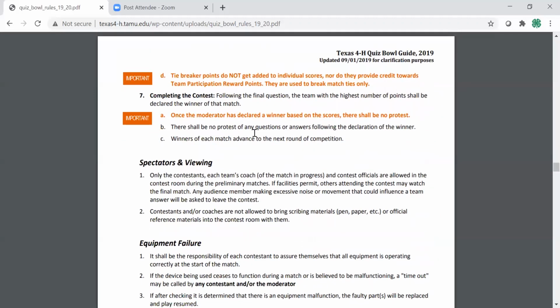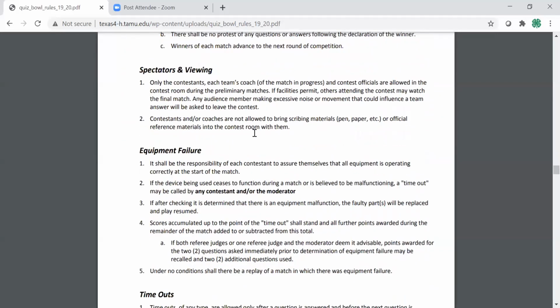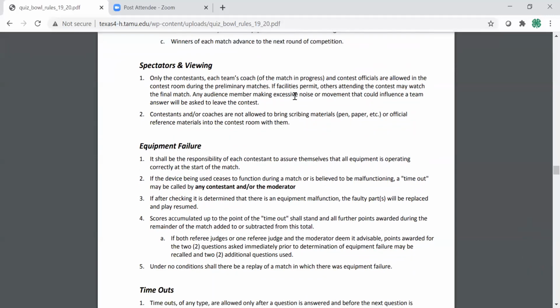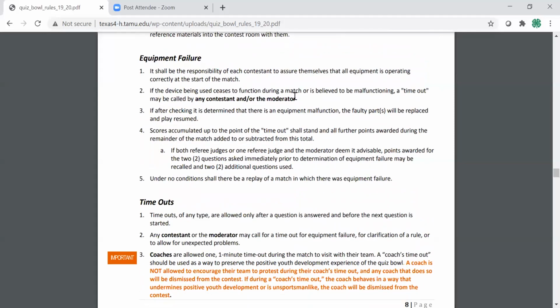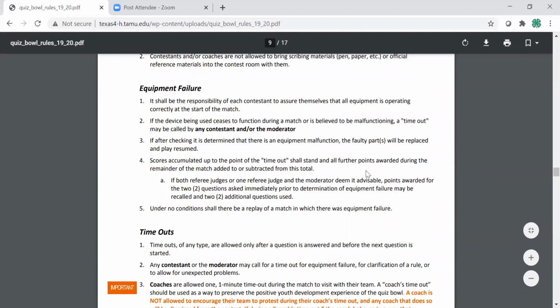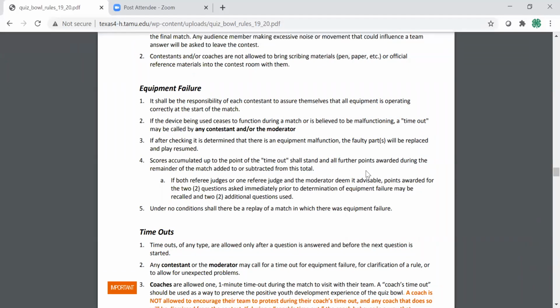I'll let y'all read through tiebreakers. Spectators and viewing. Only the contestants and 1 coach from each team are allowed in the room. The exception is the final round at our district, where we allow an open audience for the championship round. Prior to that, it's just the team members and one coach. We go over this in depth at contest at our district.